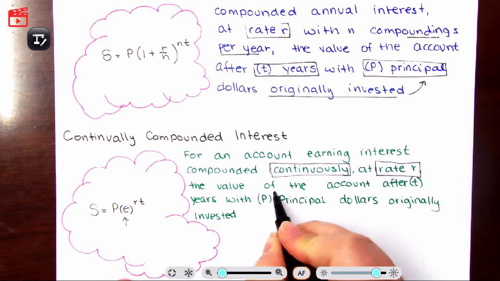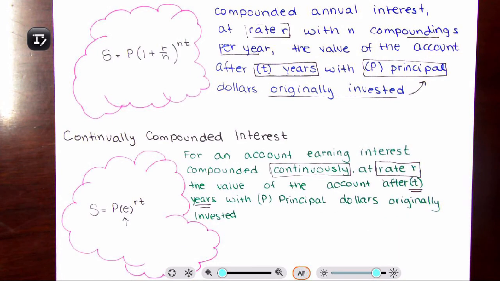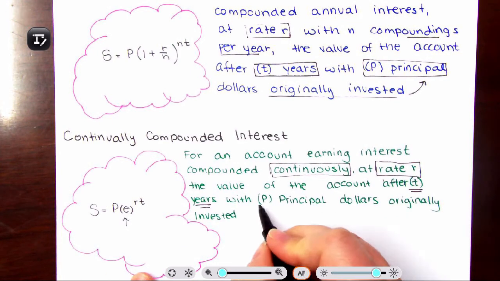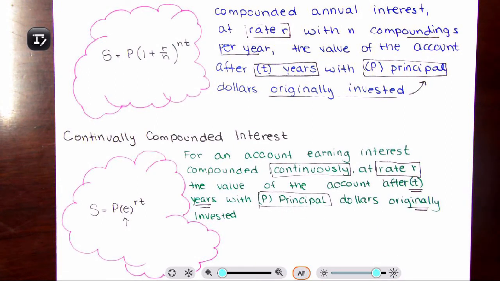The value of the account after T years, right? T years. The time is in years. Principal is just a fancy way of saying original value, or A sub 1. Remember, T is in the number of years. The rate R is sometimes given as a percent. If it is given as a percent, you want to convert that to a decimal. You don't want to plug in any percents in here.